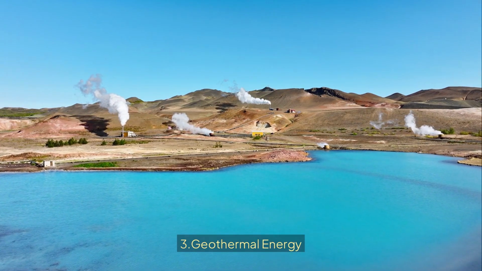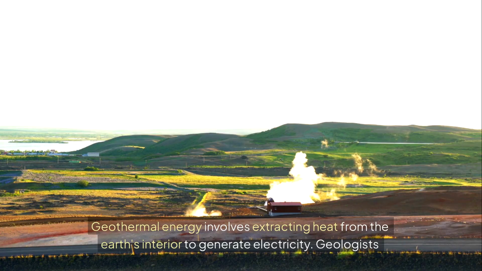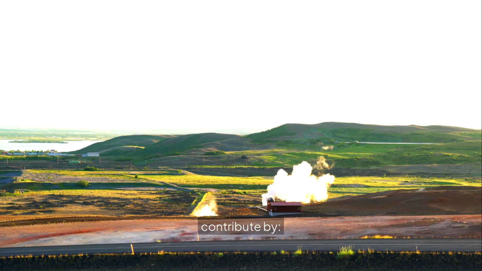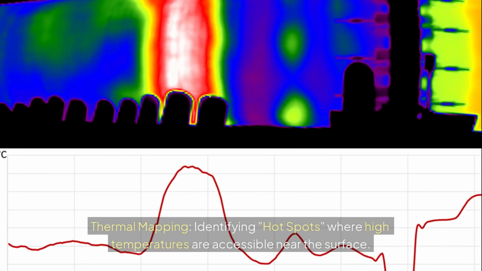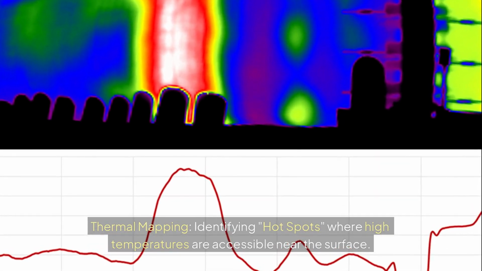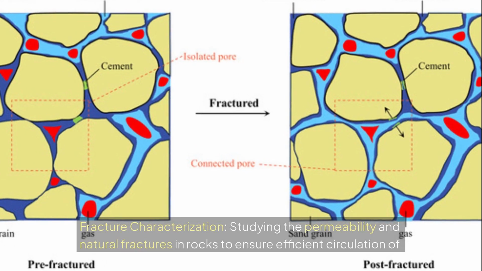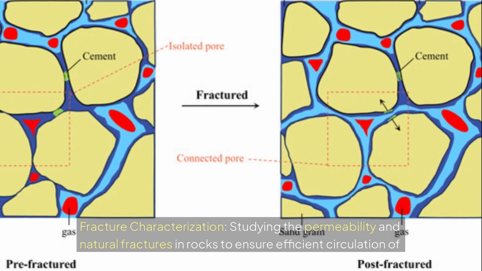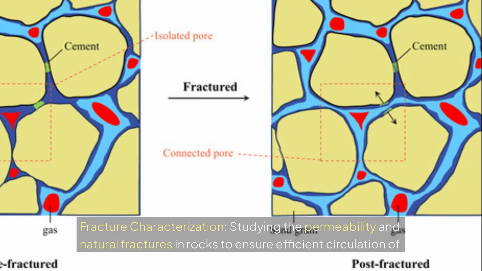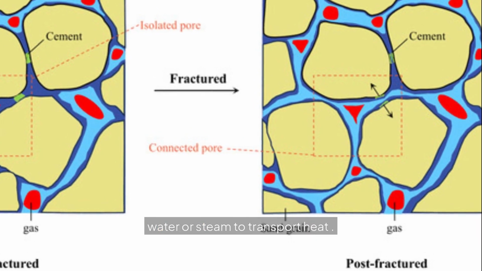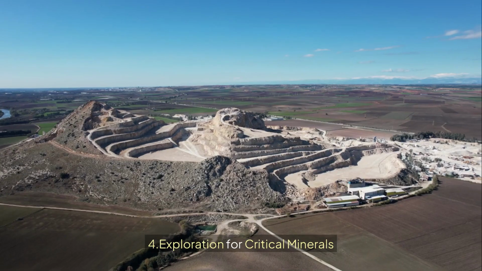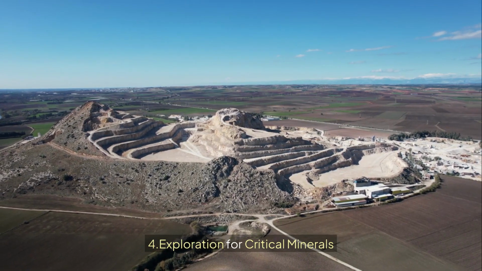3. Geothermal energy. Geothermal energy involves extracting heat from the Earth's interior to generate electricity. Geologists contribute by thermal mapping, identifying hot spots where high temperatures are accessible near the surface. Fracture characterization, studying the permeability and natural fractures in rocks to ensure efficient circulation of water or steam to transport heat.